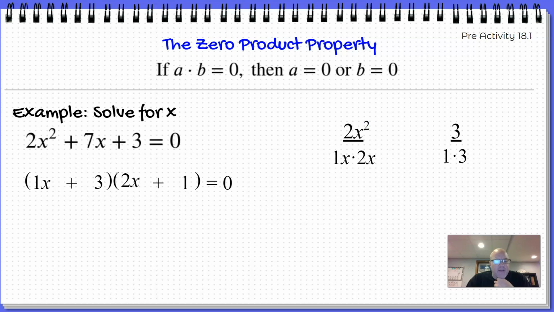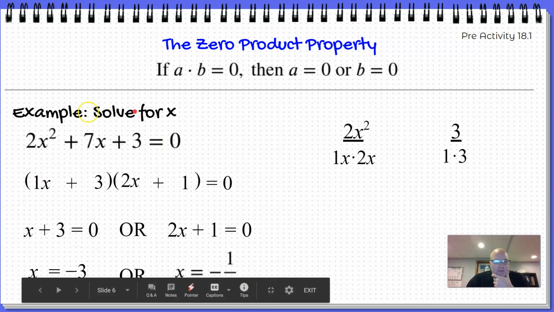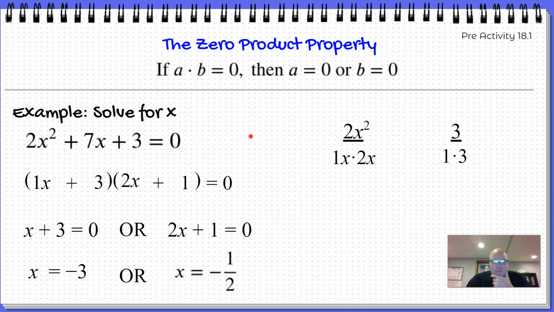Now that it's factored, I'm going to use the zero product property. I'm going to say 1x plus 3 equals 0, or 2x plus 1 equals 0, and here I get x equals negative 3, and here I get x equals negative 1/2. So these are the two values that when I plug them in for x, they make the equation true. And that's how you solve a quadratic by factoring.